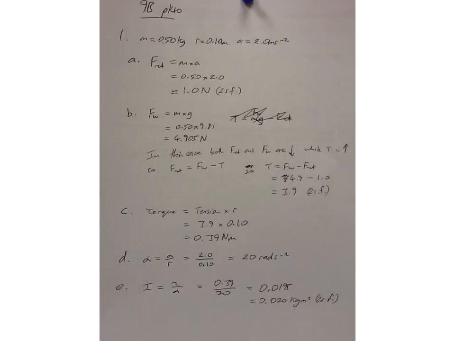Part C, they're asking you to calculate the torque acting on the wheel. So now that we know the tension force is indeed 3.9, that tension force is the thing acting perpendicular to the rotation of the wheel, of course. That's going to be multiplied by the perpendicular distance to the centre, which is the radius, and that's 3.9 times 0.1 gives us 0.39 Newton meters.